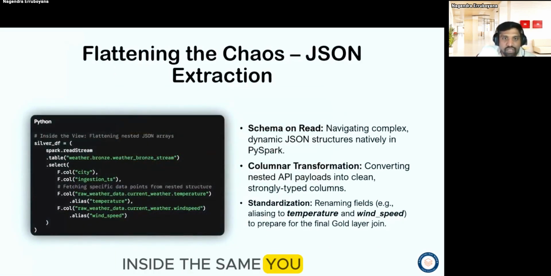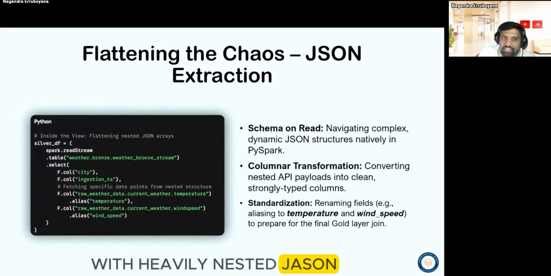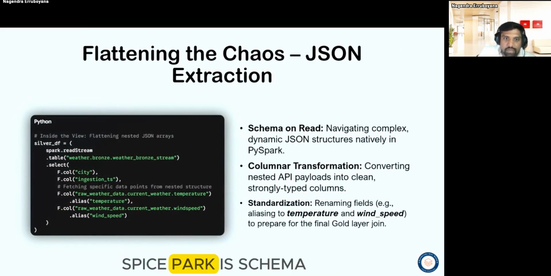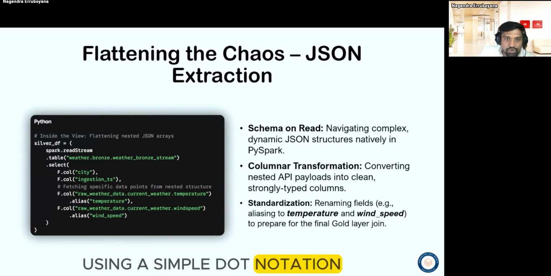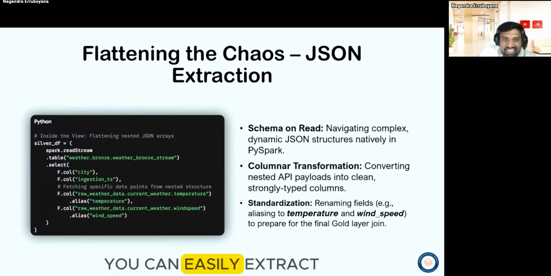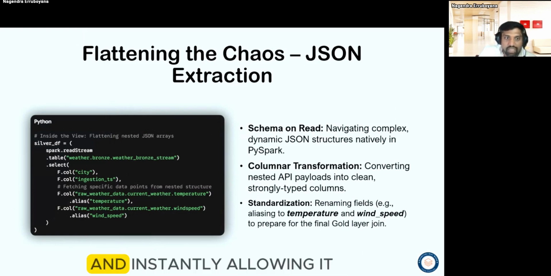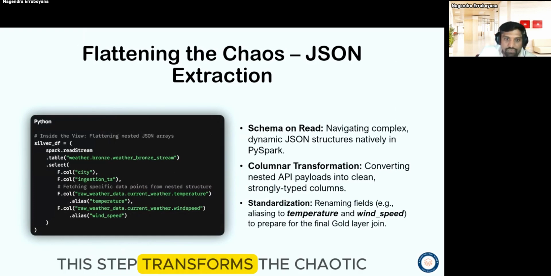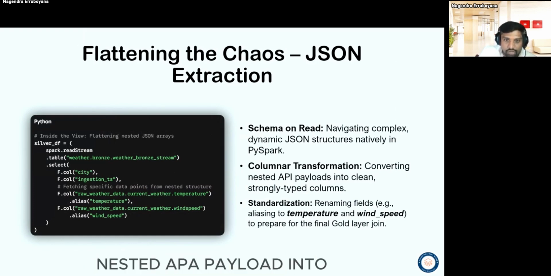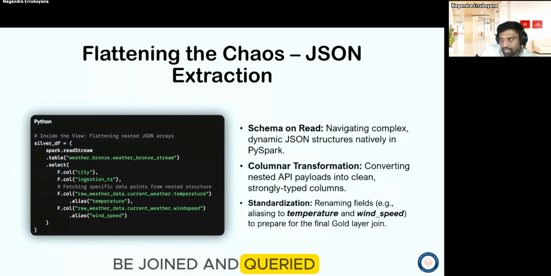Inside the same view, we have to deal with heavily nested JSON. A great feature of PySpark is schema on read for complex types. We can navigate the JSON tree using a simple dot notation. You can easily extract raw weather data, current weather timestamp, temperature, and instantly alias it to a clean, strongly typed column name, temperature. This step transforms the chaotic nested API payload into a clean columnar format that is ready to be joined and queried.